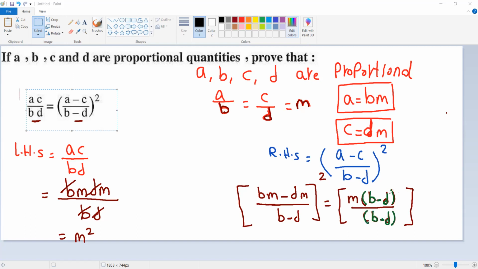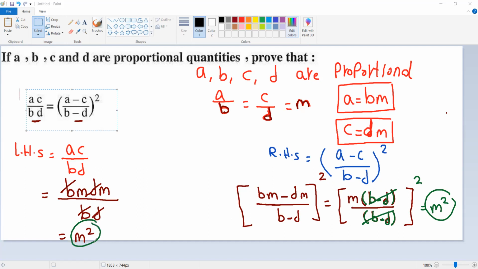So this bracket is repeated at the top and at the bottom. Cancel b minus d and b minus d together. So you are left with m only, and m raised to the power of 2. M raised to the power of 2 is equal to m to the power of 2. We ended up with m to the power of 2, and the right-hand side is m to the power of 2. So they are equal.